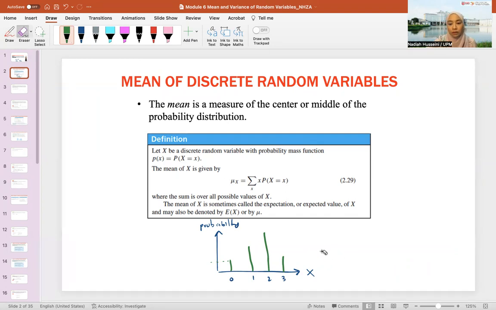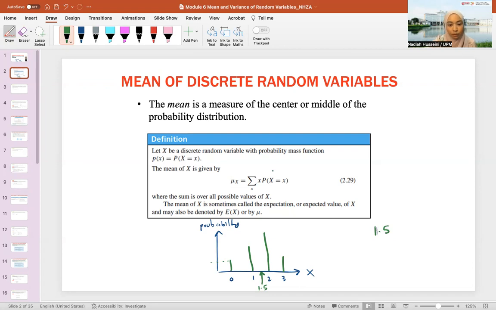So what does the mean tell us when it is about a random variable? If I were to calculate the mean, it would tell me the position. For example, if I get the mean as 1.5, then I would say the middle of the probability distribution is at 1.5. It is between 1 and 2, and it is where the probability distribution is at balance. This is what it means.